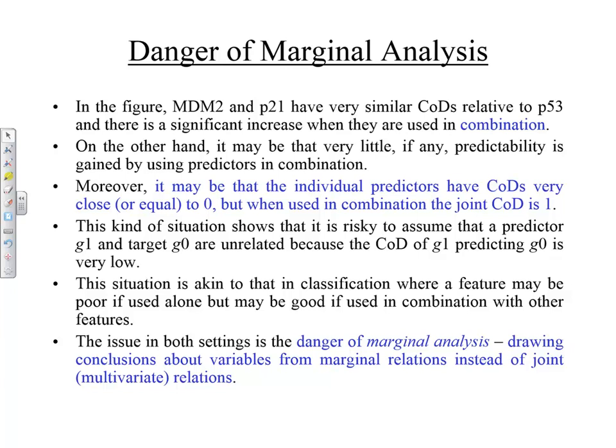So in the figure, furthermore, MDM2 and P21 have very similar CODs relative to P53, and there is a significant increase when they are used in combination. On the other hand, it's possible that there might be very little, if any, predictability gained by using predictors in combination. Moreover, you can have a situation where the individual predictors might be very poor, with CODs very close or equal to 0, but when you combine them together, the joint COD is 1.